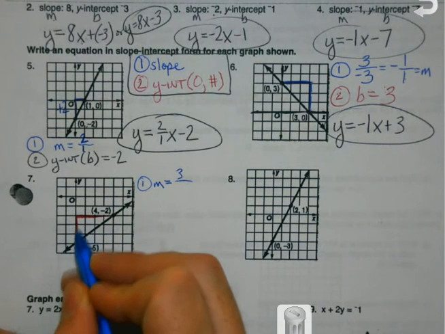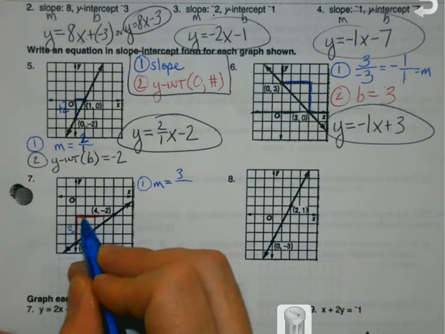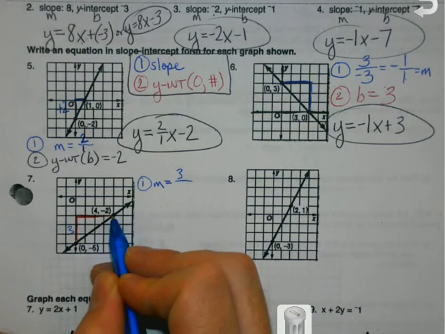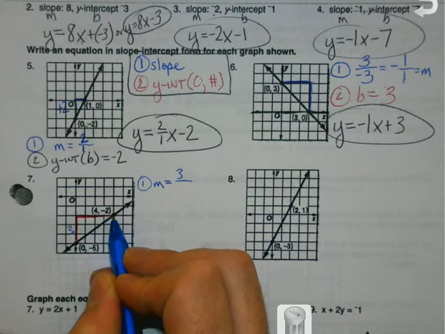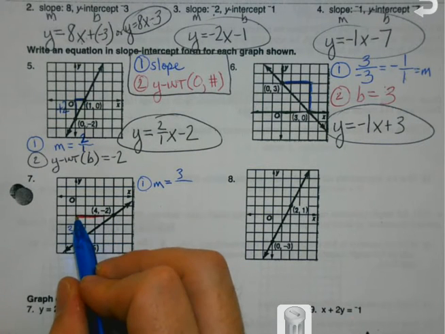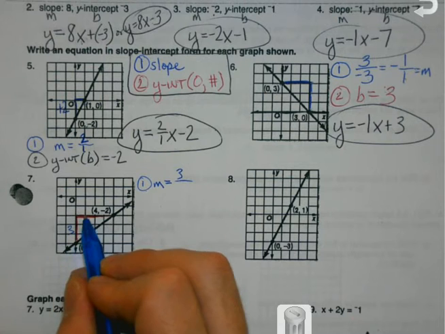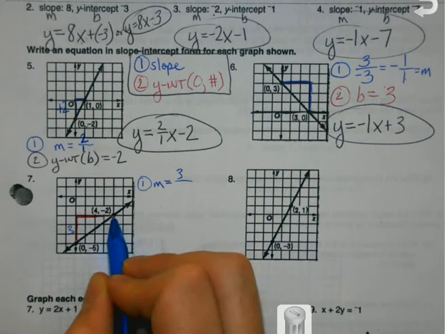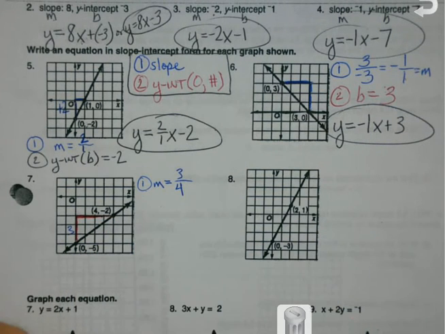I agree with your 3. 1, 2, 3. Count one more time. 6. Once I'm here, how many is it to get from here if I count over? 4. 3 over 4. It is a fraction, so we'll just leave it that way.